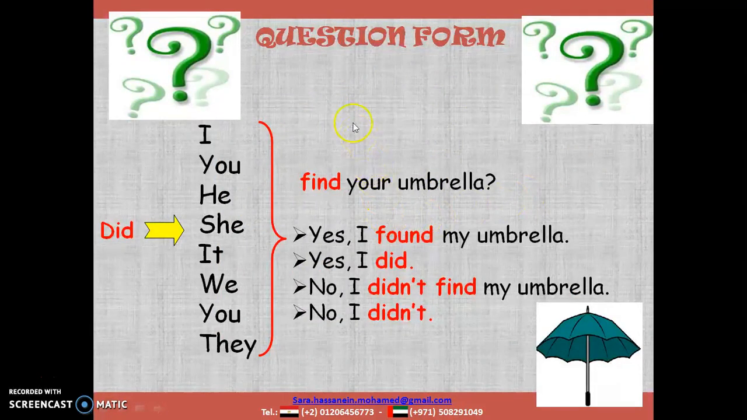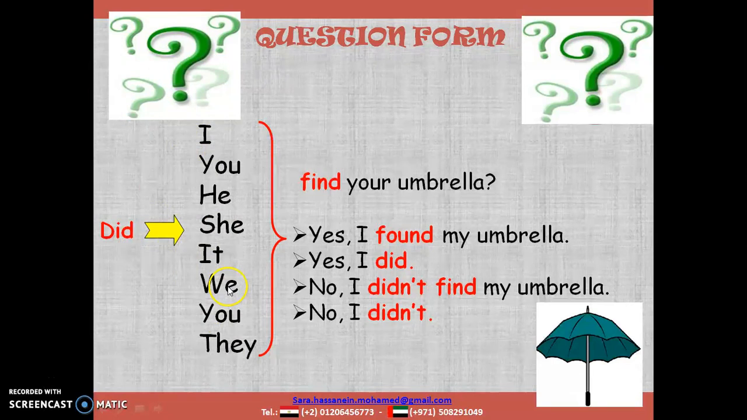Then regarding the question form for the past simple tense, when you have verbs showing actions, you just have to get did in the question. And all the verbs here should be in the infinitive form. And did here is used with all the pronouns. For example, did I find your umbrella? Did you find your umbrella? Or did he, or did she, for all the pronouns.